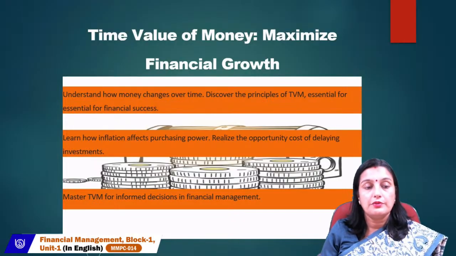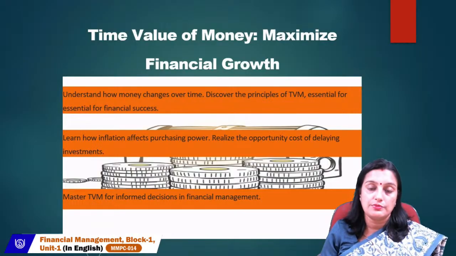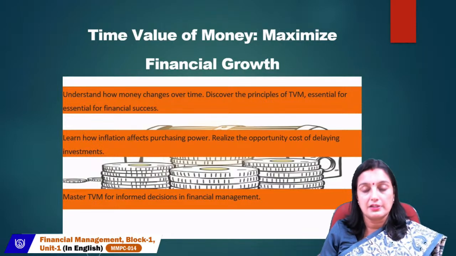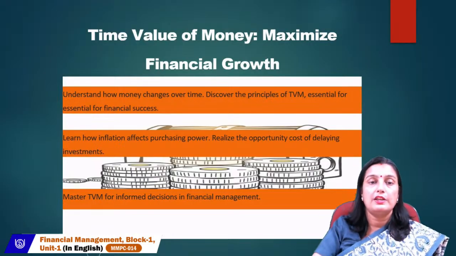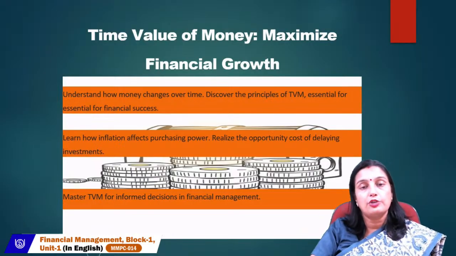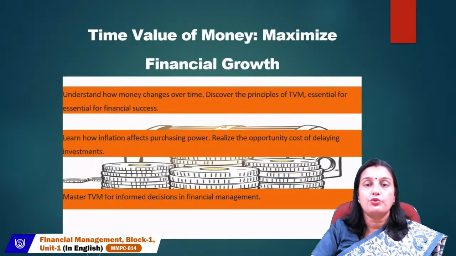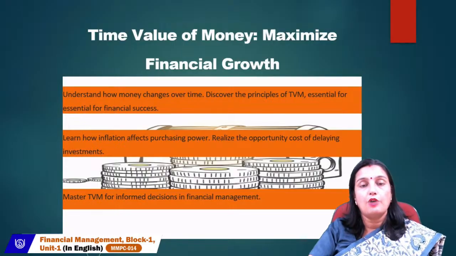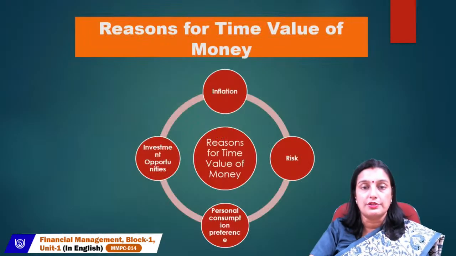And the third one is master time value of money for informed decision in financial management. So these three aspects of the time value of money cover financial success, a realization of the opportunity cost of the investment, and informed decision in financial management. So time value of money will give you the roadmap and idea where to invest and where not to invest. It will give you a clear picture about how you will take the decision for the investment.